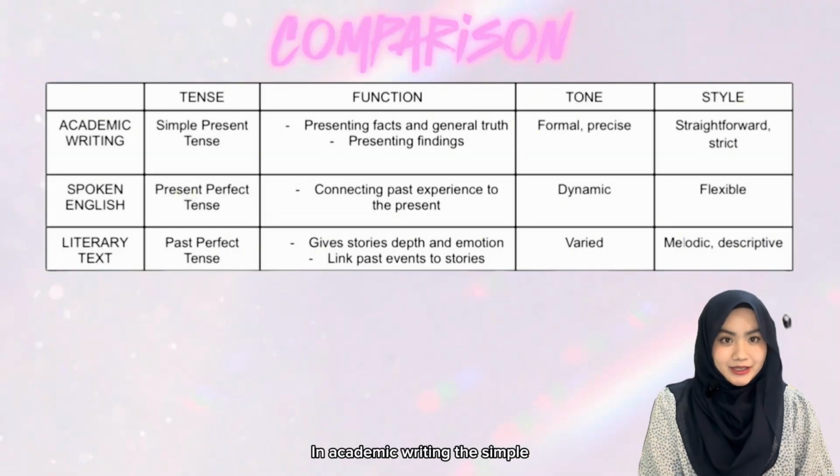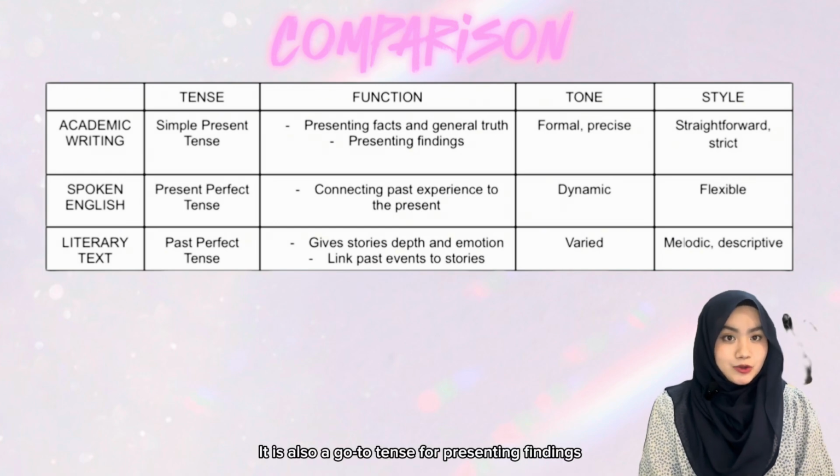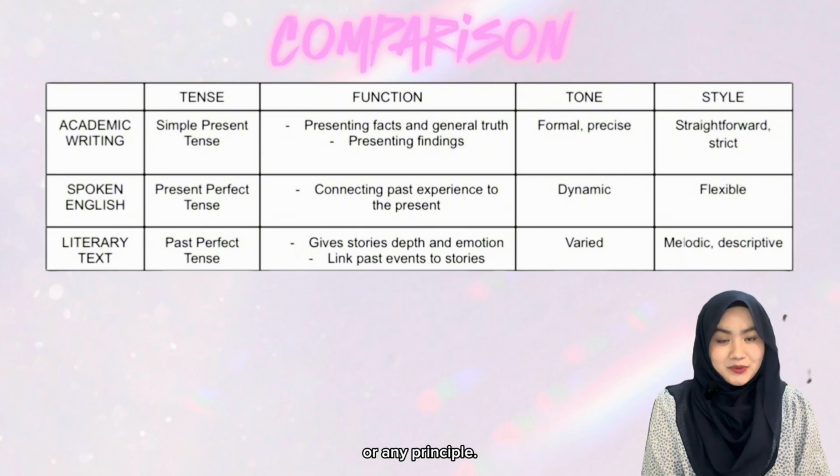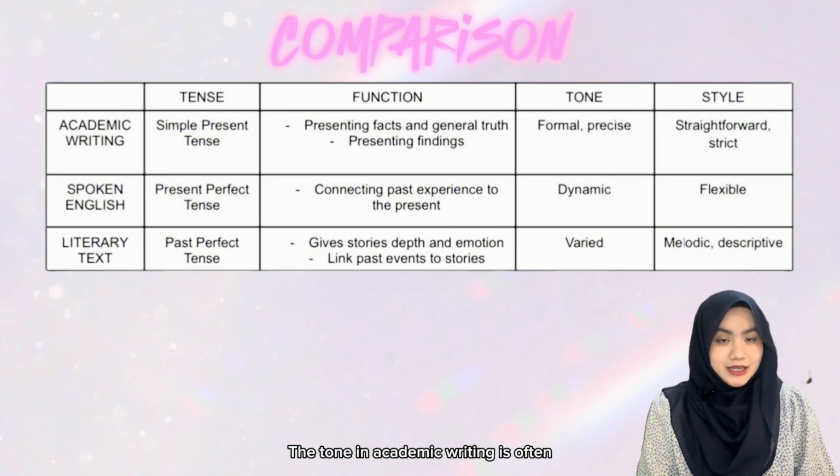In academic writing, the simple present tense is used to present facts and general truths clearly. It is also a go-to tense for presenting findings or any principle. The tone in academic writing is often formal and precise. It also uses a straightforward and strict style of writing.